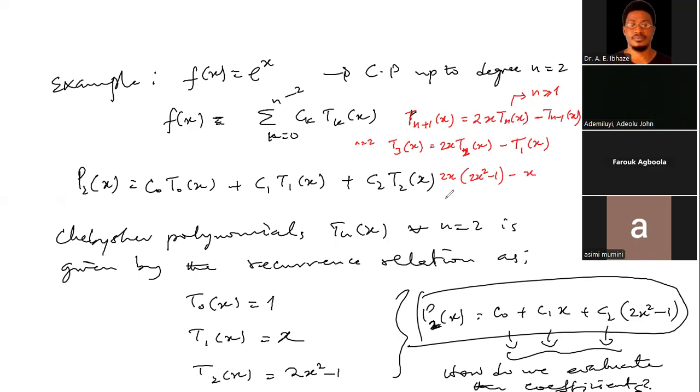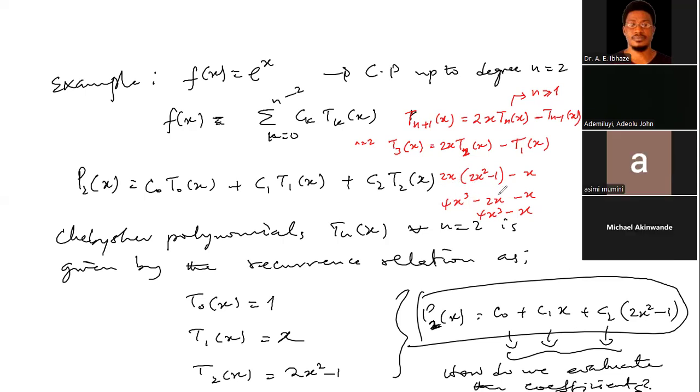So this will give us 4x cubed minus 2x minus x, right? So this will be 4x cubed minus 2x minus x. Are we in order? Hope that is correct. Minus 3x. Yeah, minus 2, minus 1, minus 3x. Perfect. So this is going to give us T3 of x equal to 4x cubed minus 3x, right?